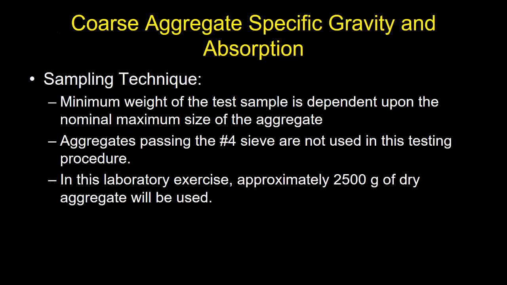The sampling technique, you get a minimum weight for the test sample. It can be anywhere from 1,000 to 1,300 grams roughly, but you get aggregates passing the number 4 sieve, which I believe is 4.75 millimeters. Number 4 doesn't mean 4 millimeters. They start dropping after the 3/8 inch sieve, and they go like number 4, number 8, number 16, number 30. Those don't relate to the actual opening in millimeters. It's a different standard.